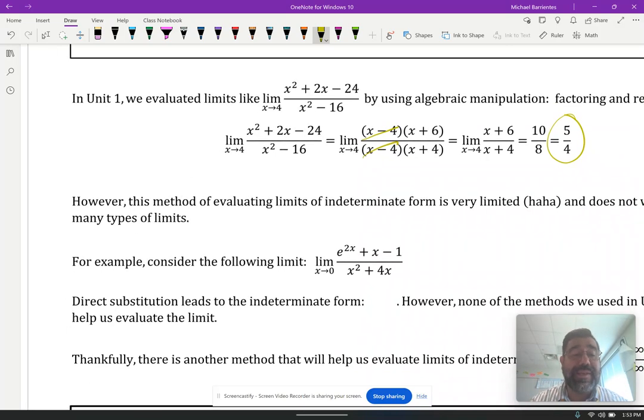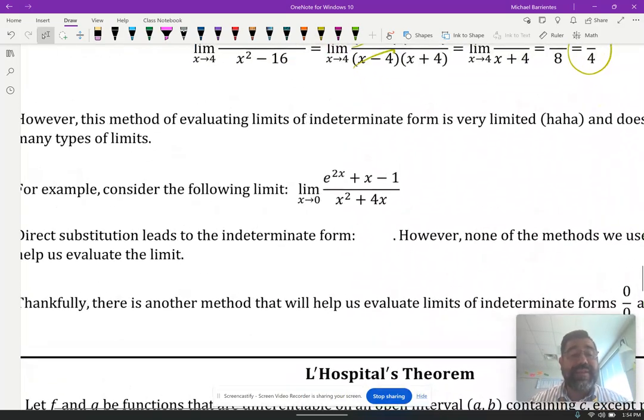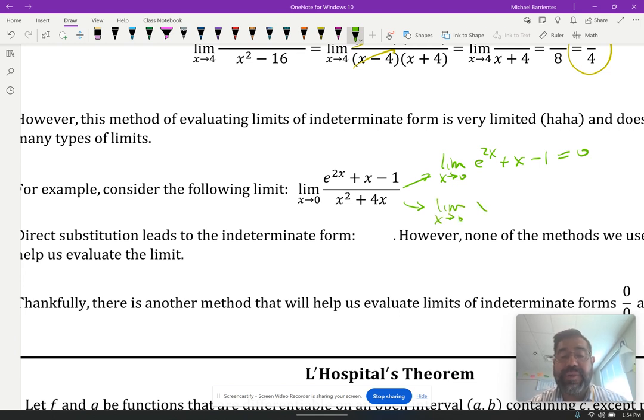The problem with that is we can get something that looks like this. Now, if I do direct substitution of the numerator, e to the 2 times 0, well, 2 times 0 is 0. E to the 0 is 1, plus 0 minus 1, that gives me 0. And if I do the same thing in the denominator, well, I get 0 as well.